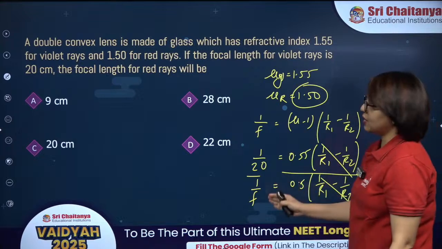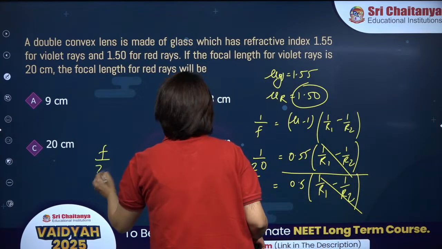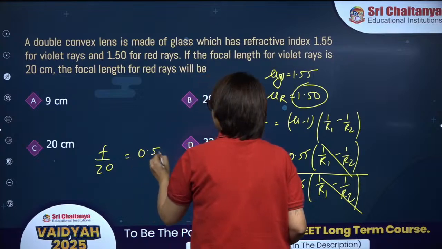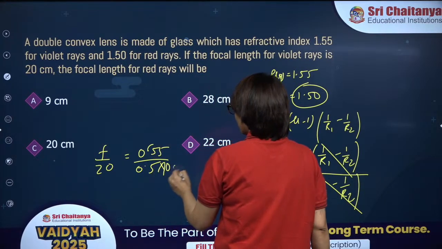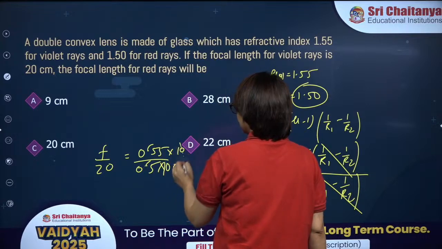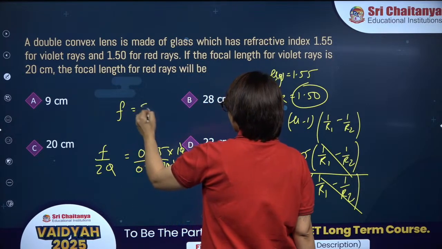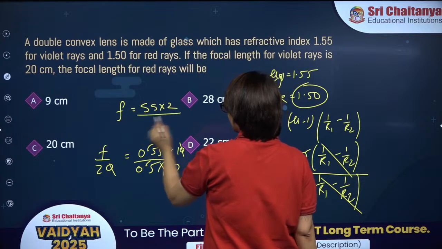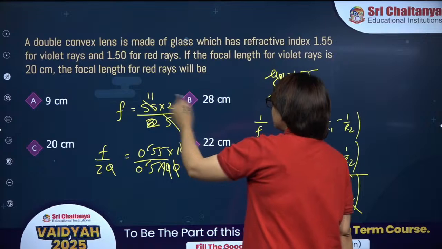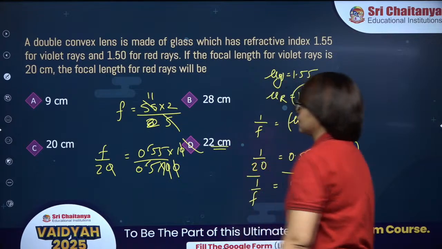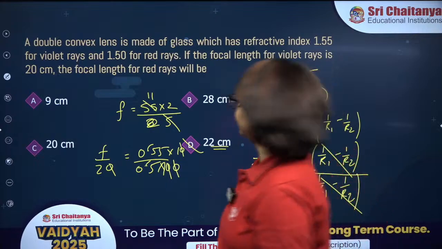So 1 by 20 divided by 1 by F will be F upon 20. And it should be 0.55 divided by 0.5. Remove the points. 0, 0 cancel. So over here focal length will be 55 into 2 divided by 5. So it will be 11 into 2, which is 22 centimeter. Option D is the correct answer. Fine. Option D is the correct answer.